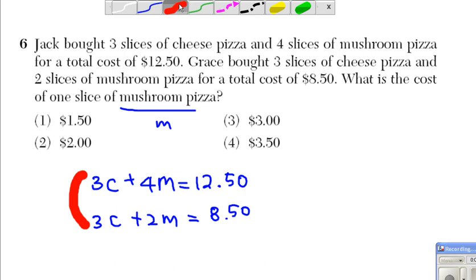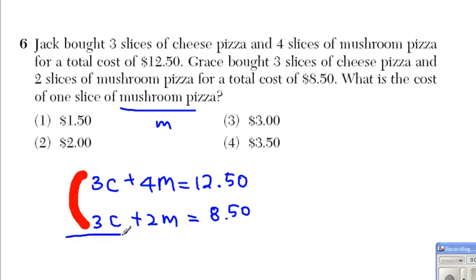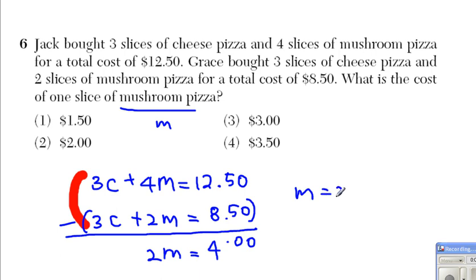Therefore, what we can do at this point is something like this. What if we multiply the whole bottom one by negative 1? Then we'll realize that these two will cancel out. We end up having 2M, which is equal to $4. Therefore, M should be equal to $2, which is choice 2.